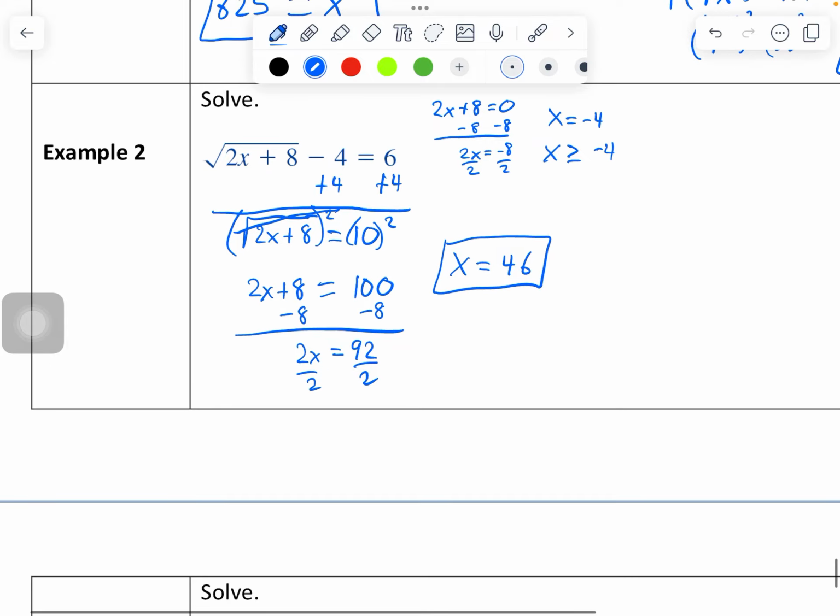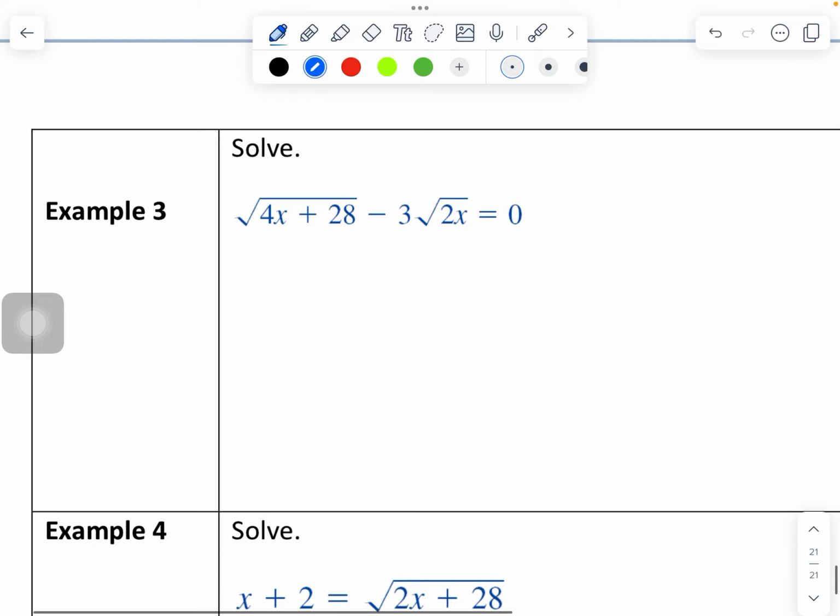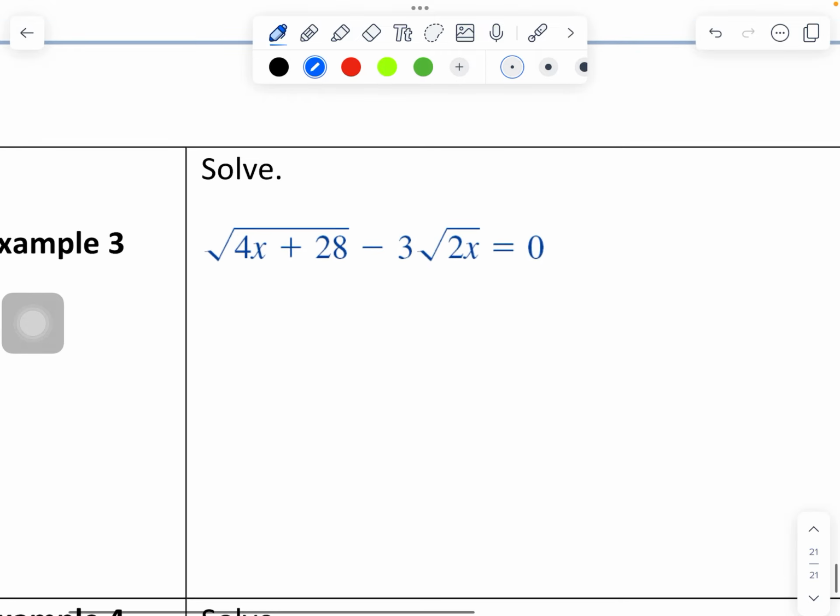Okay, on to the next one. This is probably going to be the hardest one of all to remember, but notice how we have two square roots. What we can do, and it's going to feel kind of weird, but because this is its own square root and this is its own square root, we're going to move them to opposite sides, because then we can square both sides and get rid of both of them at the same time.